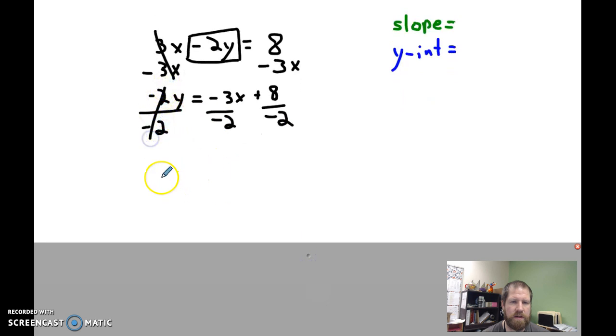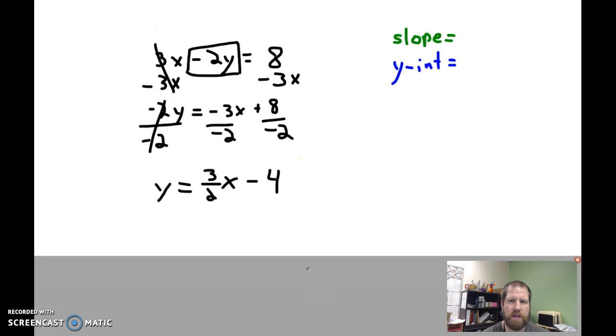Okay. Those will cancel. y is equal to a negative 3x over a negative 2. The negatives cancel each other out, so I'm left with 3 over 2 x plus 8 over negative 2, or we can write it as minus 4. Okay, so my slope is going to be that 3/2, and my y-intercept is negative 4. Done.